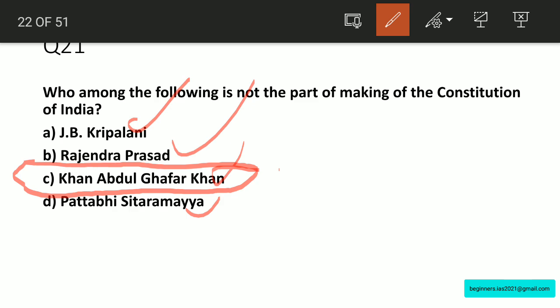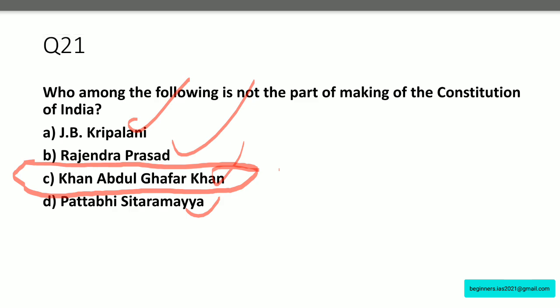Okay, let us see. J.B. Kripalani was part of the advisory committee on fundamental rights. What about Rajendra Prasad? Rajendra Prasad presided over the rules of procedure committee. Pattabhi Sitaramayya presided over the House Committee on Constitution Making. If you take Khan Abdul Ghaffar Khan, also known as Frontier Gandhi, he was not involved in making the Constitution of India.